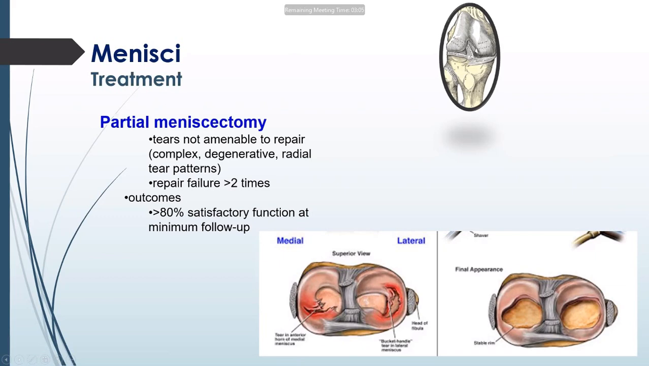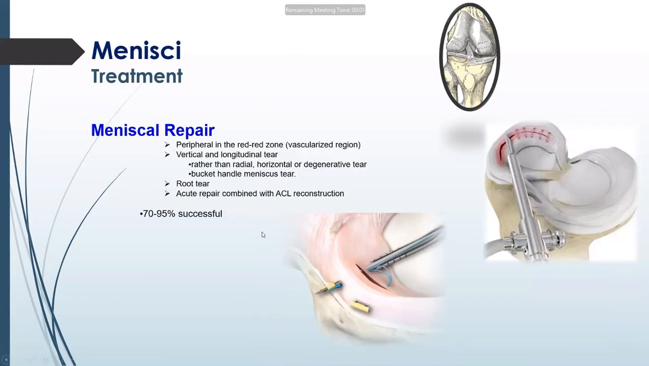The other way is to do a meniscal repair. This is for a tear in the peripheral red zone, a vertical and longitudinal tear, usually a root tear. It is also indicated if the patient has this injury with an ACL reconstruction. It is usually successful in 60 to 80%, not that high, unless it is in the red zone and it is a clear one. It is high. Now I have to stop because we have run out of time.